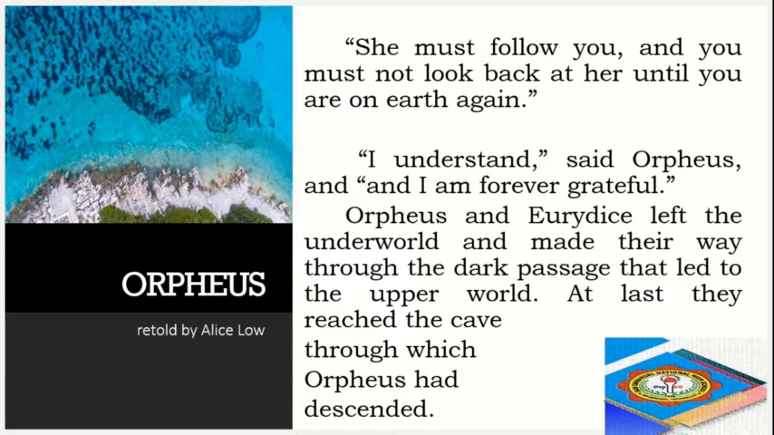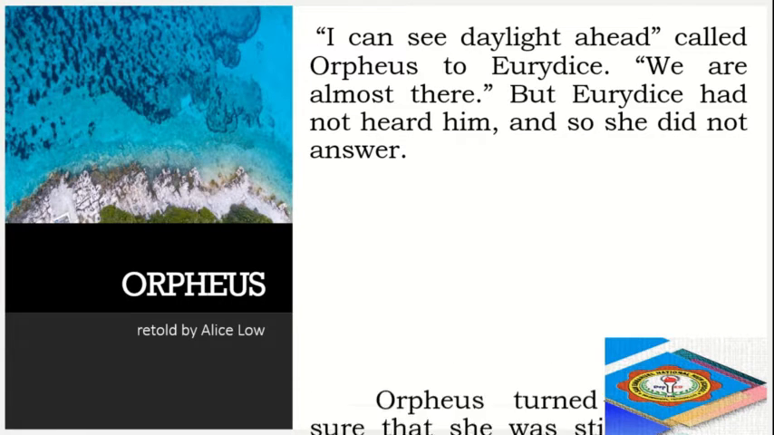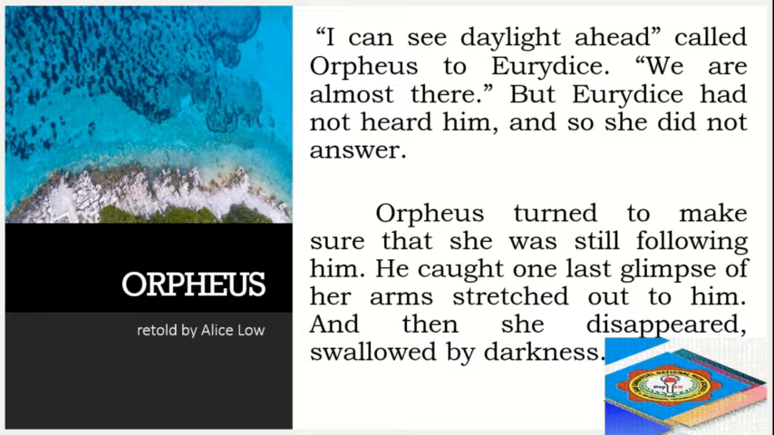Orpheus and Eurydice left the underworld and made their way through the dark passage that led to the upper world. At last, they reached the cave through which Orpheus had descended. "I can see the daylight ahead," called Orpheus to Eurydice. "We are almost there." But Eurydice had not heard him, and so she did not answer. Orpheus turned to make sure that she was still following him. He caught one last glimpse of her arms stretched out to him, and then she disappeared, swallowed by darkness.